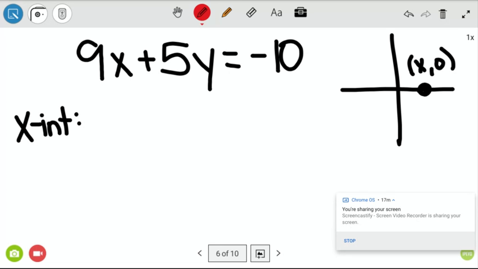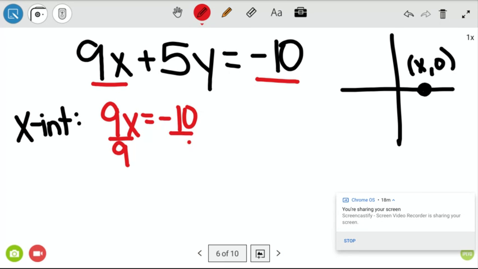So on this one, if I want to find the x-intercept, I only need the part with the x and the constant. And then I just solve it. I divide by 9. So I get my x-intercept. This one would be a fraction. That would actually be really hard to graph. The x-intercept would be negative 10 over 9.